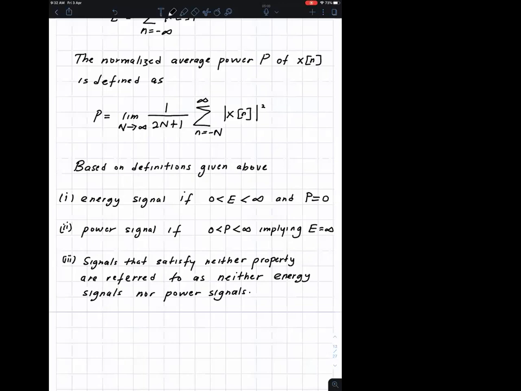Let's say if you calculate the energy and the power of the signal, if none of them give you a finite value, then they are neither energy nor power signals. These are just mathematical things right now. As you maybe work as a signals and systems engineer, you will know the significance of this result.